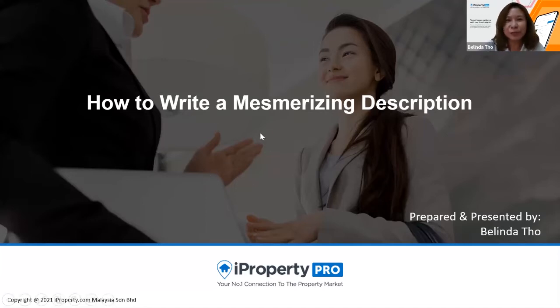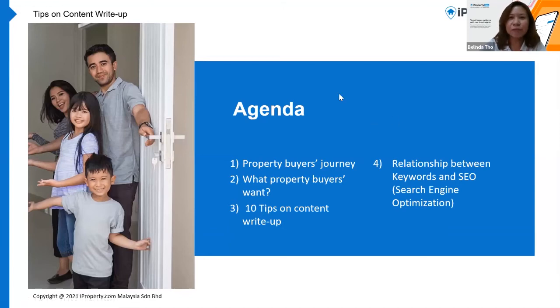So without further ado, let's look into what we are going to talk about today. This is my agenda. First of all, we are going to understand the buyer's journey. As a buyer, what are the things they are looking for? And then, what do they want to see through your listing? I'm also going to share the 10 tips on content write-up. And last but not least, the relationship between keywords and SEO, search engine optimization. With this agenda in mind, let me walk through with you one by one.